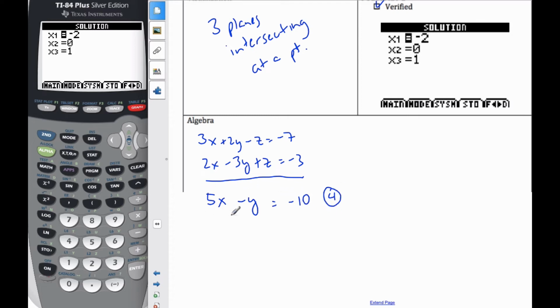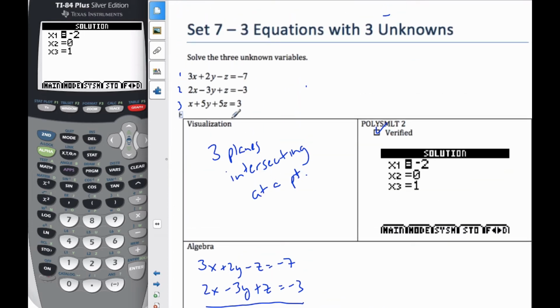And so now I want to get another equation with just x and y. And so what I can do is I've used 1 and 2 already. I'm going to use a different pair. I could use 2 and 3, or 1 and 3. And I'm going to use 1 and 3. Here's number 3, x plus 5y plus 5z is equal to 3.